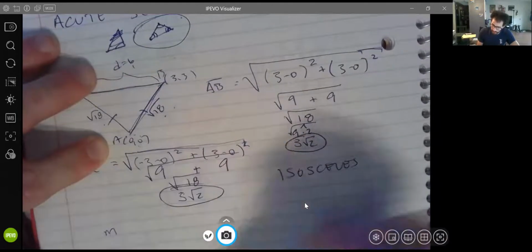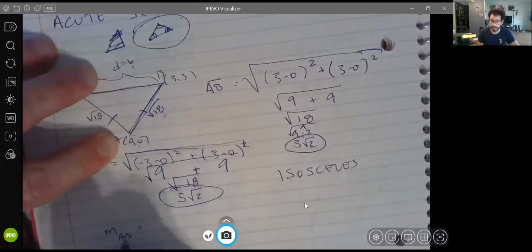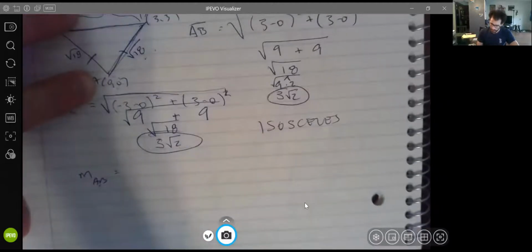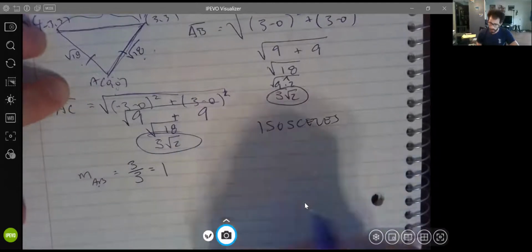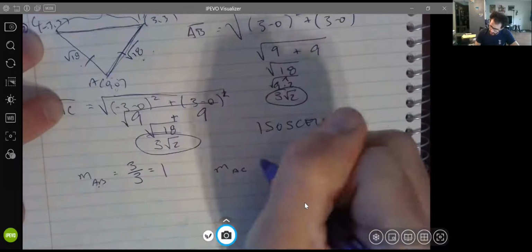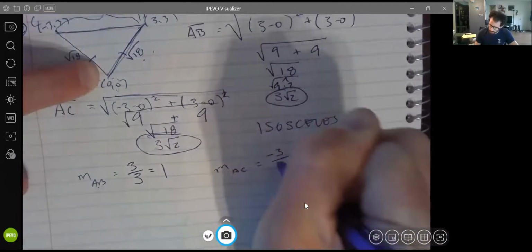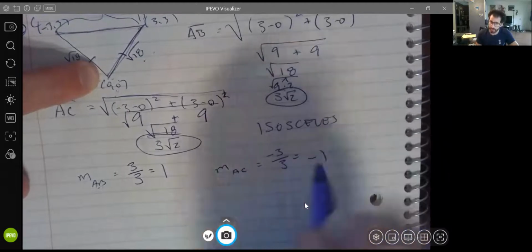So the slope of AB, so that's a little AB, is up 3, right 3, and that simplifies to 1. What is the slope of AC? We're going to start with C. We have to go down 3, right 3, and that's -1.